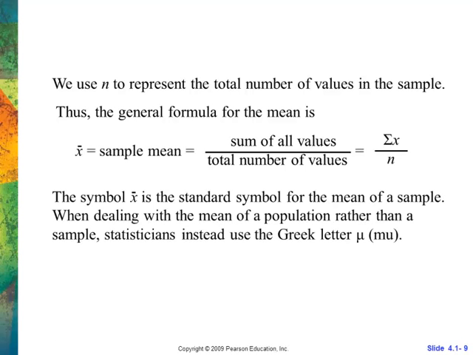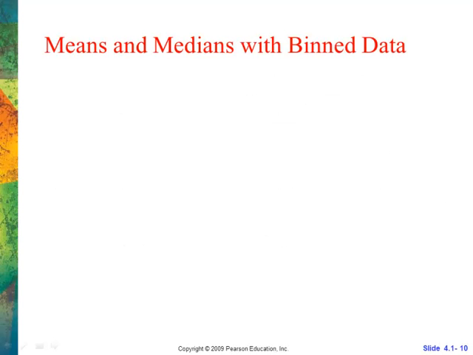X bar is for sample mean. If we're talking about population mean, we use the letter mu. So that's just the way it is. You'll see a lot of Greek symbols. There's also sigmas, and if you get into calculus, you'll see deltas. Greek letters get thrown around everywhere.